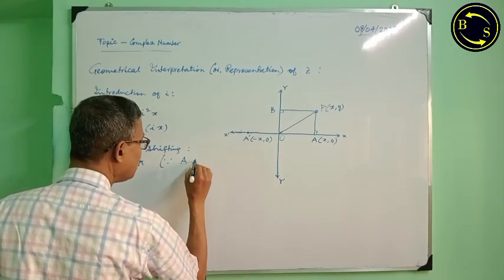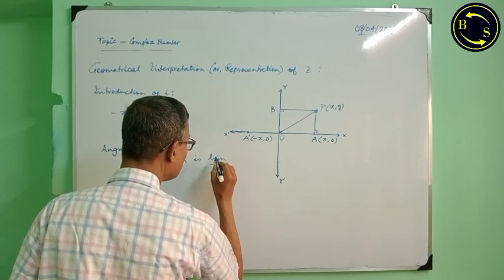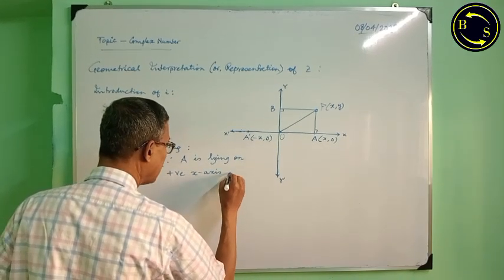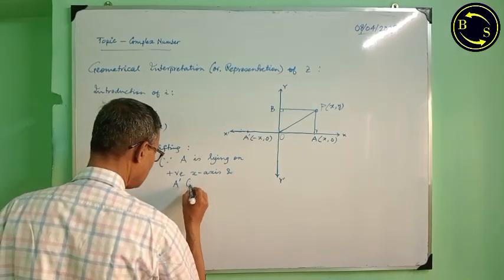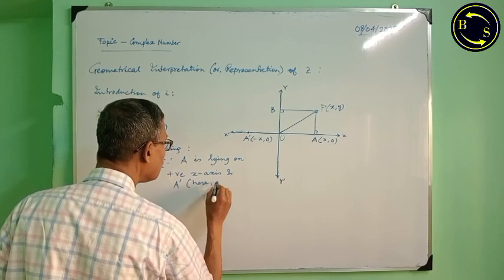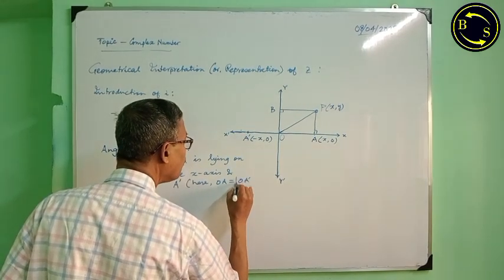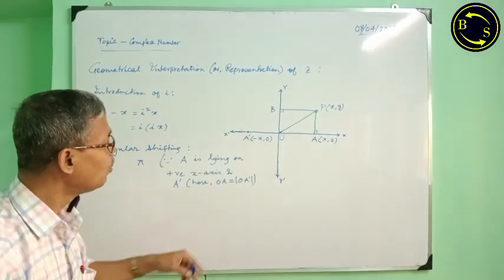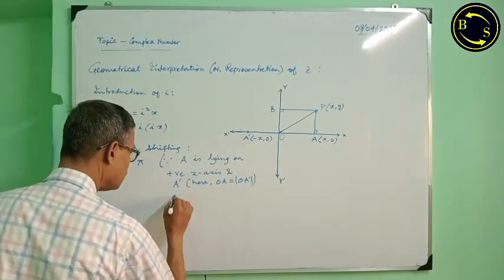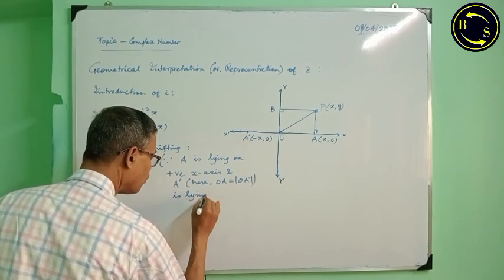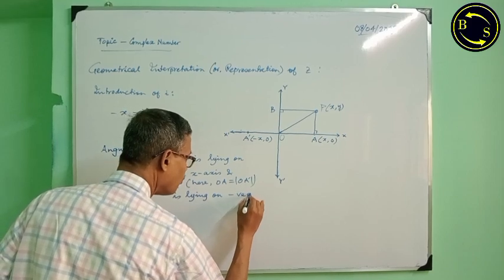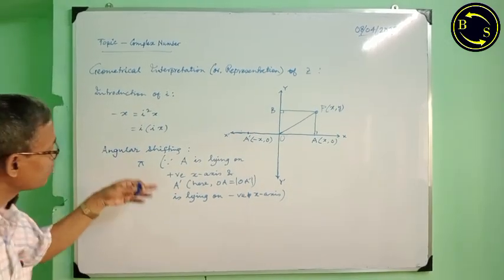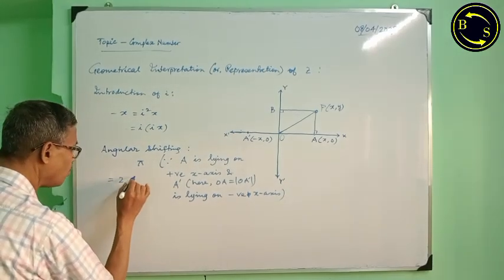Since A is lying on the positive x-axis and A' is at the same distance from O as A, the angular shifting is pi, which is double of pi by 2.